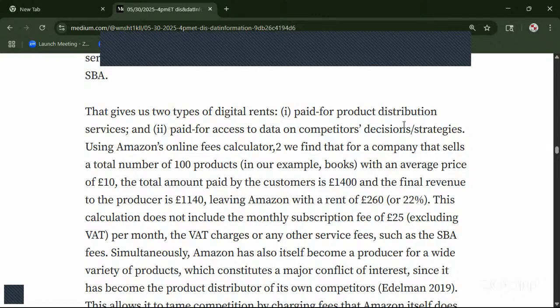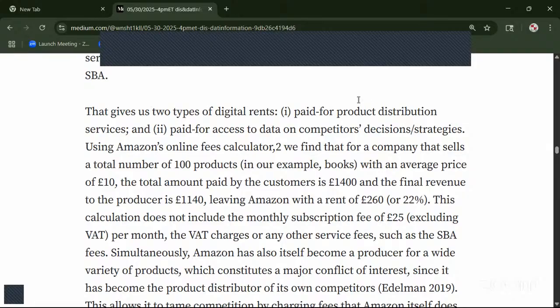Using Amazon's online fees calculator, we find that for a company that sells a total number of 100 products, in our example books, with an average price of £10, the total amount paid by the customers is £1,400, and the final revenue to the producer is £1,140, leaving Amazon with a rent of 22%, £260. This calculation does not include the monthly subscription fee of £25, excluding VAT per month, the VAT charges, or any other service fees, such as the SBA fees.